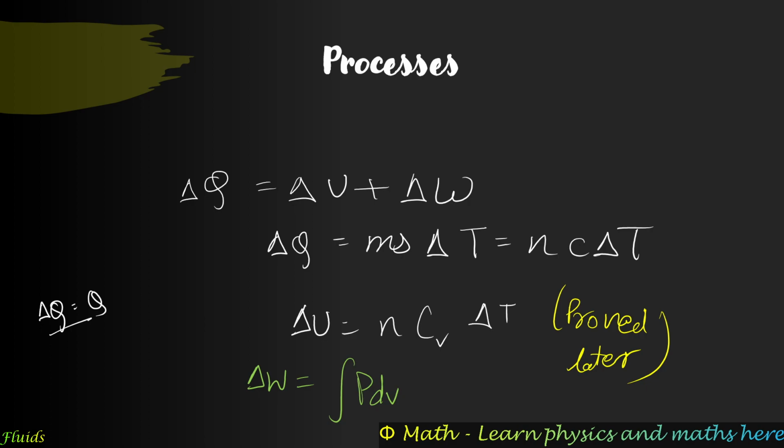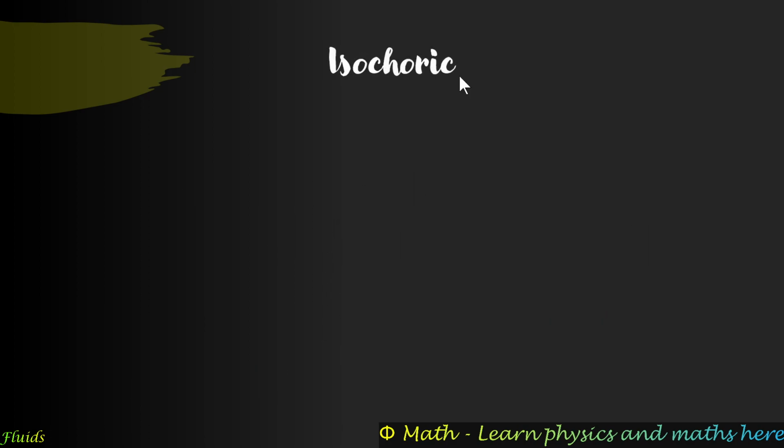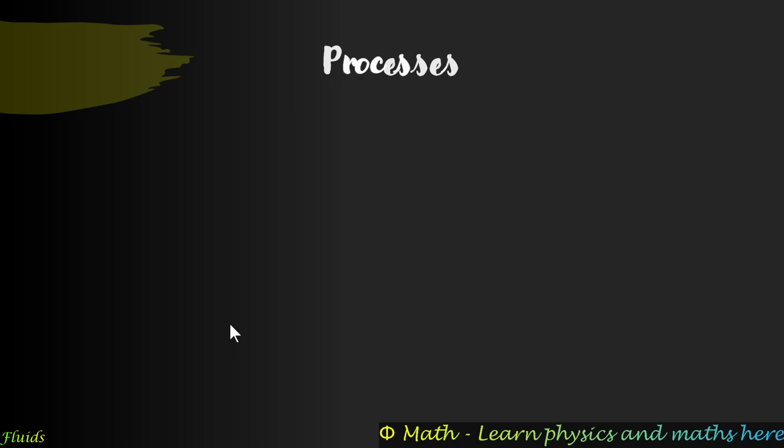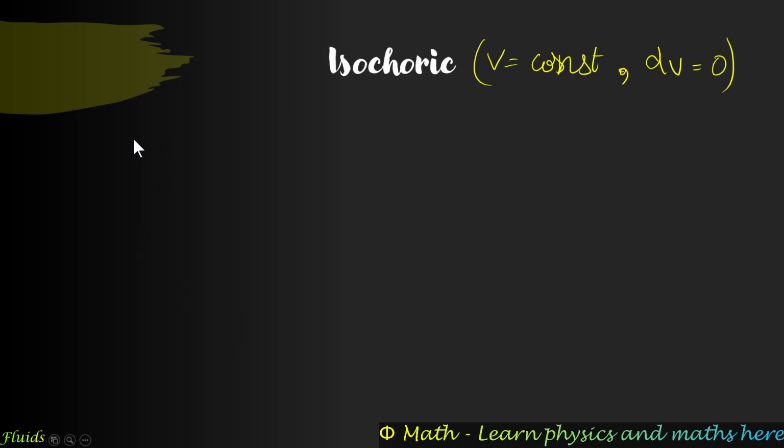So now let's look at the first process, which is isochoric. In this isochoric process, we know that the volume is constant, so we can say V is equal to constant. If V is constant, then the differentiation of it would be 0, or the change of volume would be 0, so dV is equal to 0. When the volume does not change, we can use the fourth equation: the work done is equal to P dV, and we know that dV is equal to 0.